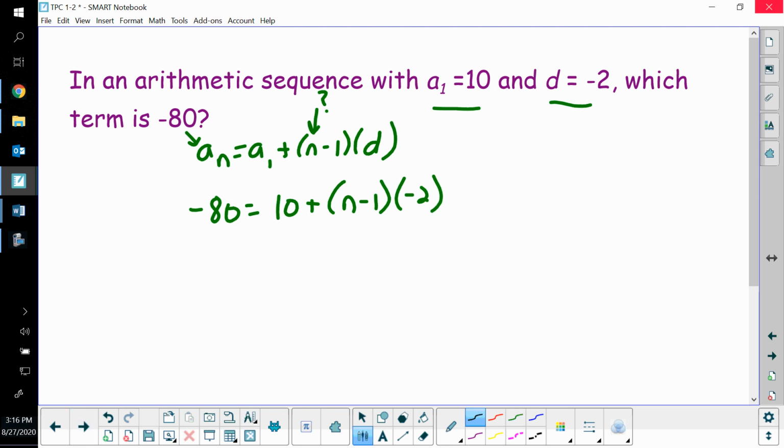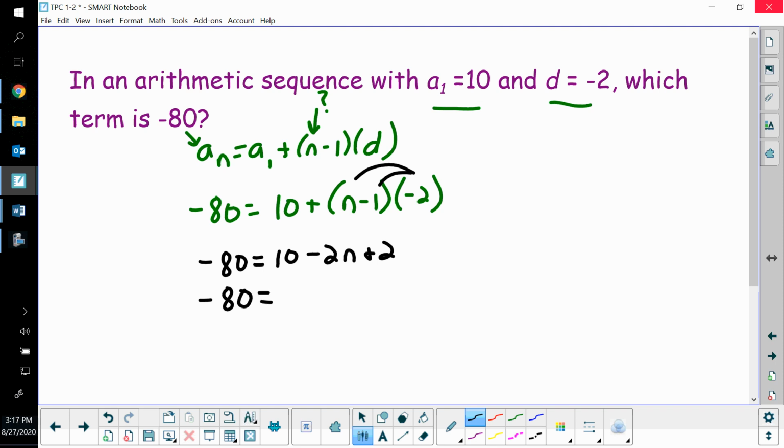Now there's a couple ways we could solve this. What most people tend to like to do is to distribute the negative 2. So that'll give us negative 2n plus 2, because you can distribute a number that's behind or in front. Usually we see it in front, it just happens to be behind here.